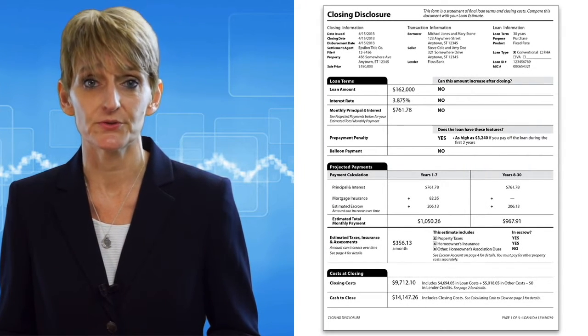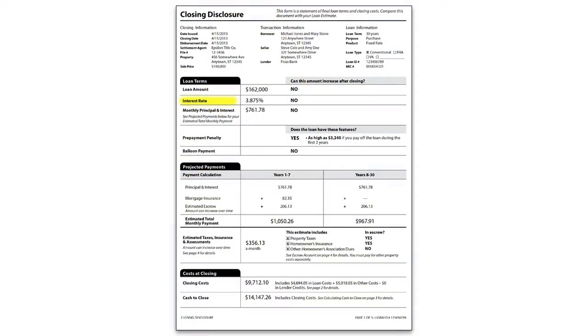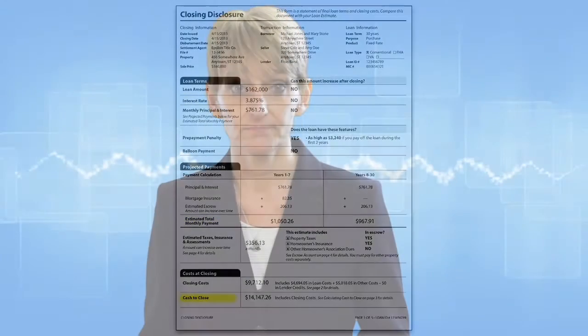Page 1 of the closing disclosure presents an overview of key loan information that the CFPB views most important for the borrower to understand. 3 important elements included on the first page include the interest rate, monthly payment amount, and the amount of cash needed for closing.